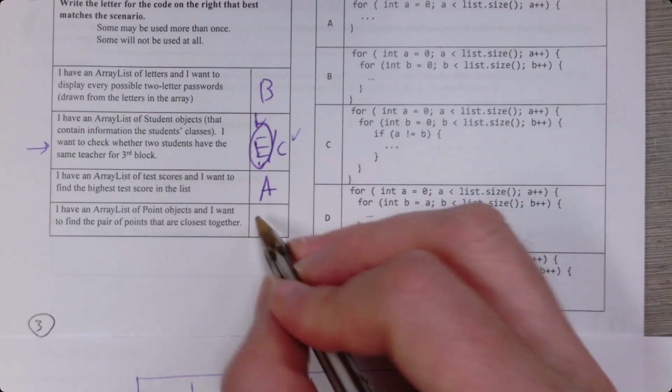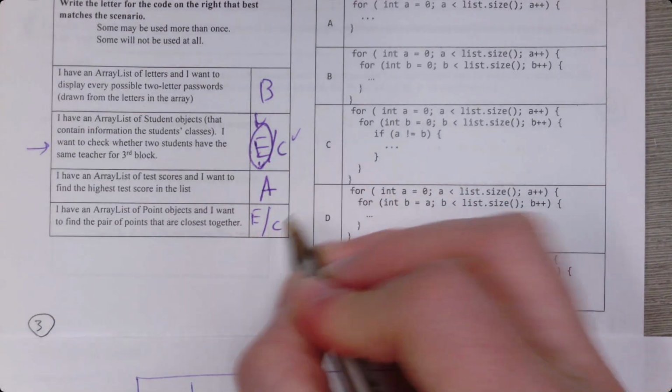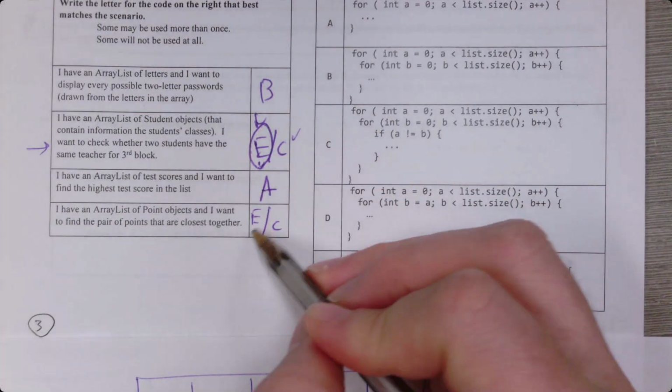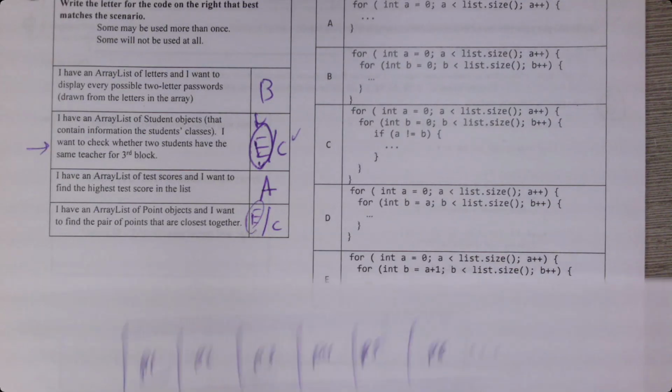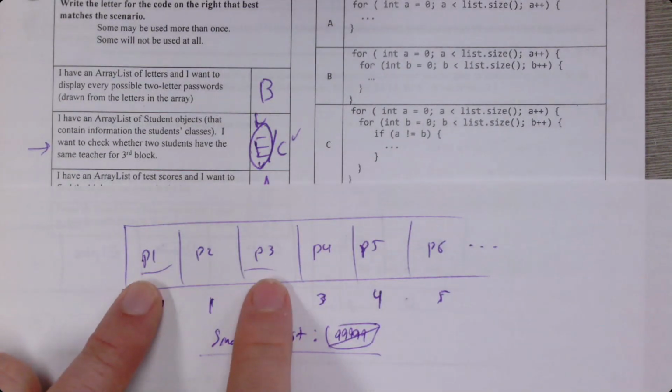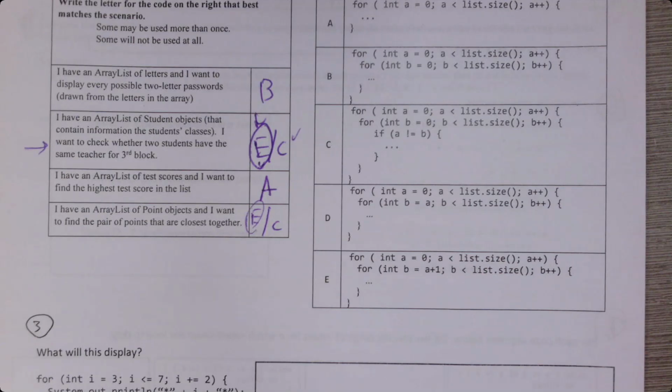So the answer is going to be the same as up here. Either E or C could work, but E is going to be more desirable because it's not going to double compute all of the distances. I'm not going to compare P1 and P3 twice. I'm just going to do it once if I use E.